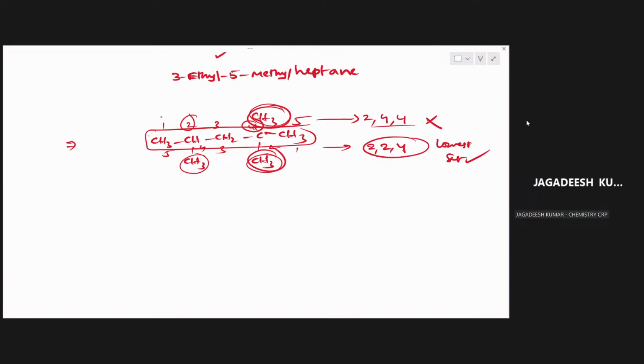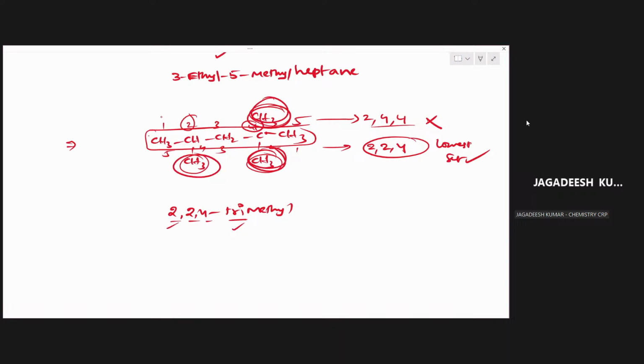Now, how to write the IUPAC name? Here, all are the same type of alkyl groups. All are methyls only. So directly you can write 2, 2, 4, all at a time, and it is repeated 3 times. That's why you have to write trimethyl. So why are we writing tri? Because here all substituents are the same. Same means you have to use tri.